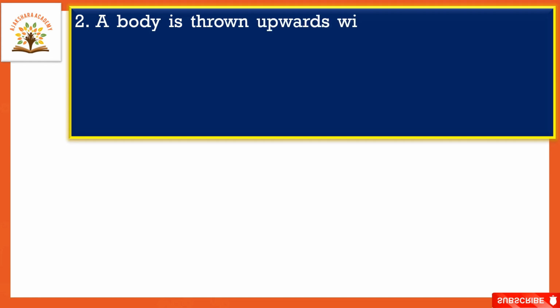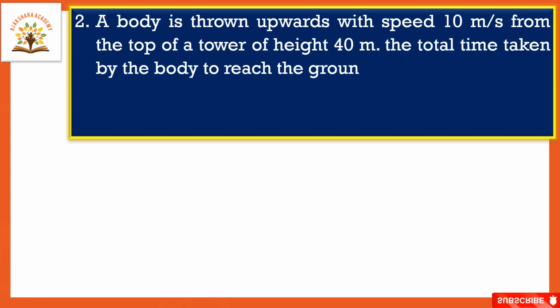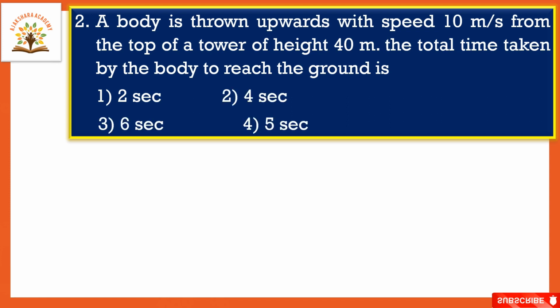A body is thrown upwards with speed 10 meters per second from the top of a tower of height 40 meters. The total time taken by the body to reach the ground is. Here we have to calculate the total time taken by the body to reach the ground. Given speed 10 meters per second. Let us go to the solution.